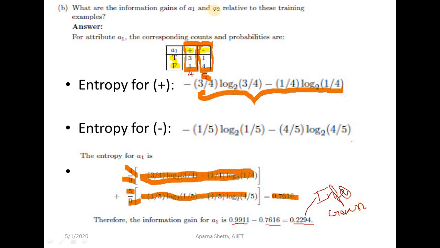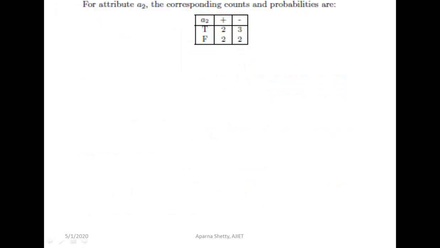Next we will calculate the information gain for A2 in the same way. So for attribute A2, the corresponding counts and probability. For A2, the number of T records that belong to class label plus is 2. The number of F records that belong to class label plus is also 2. The number of T records that belong to class minus is 3. The number of F records that belong to class minus is 2.